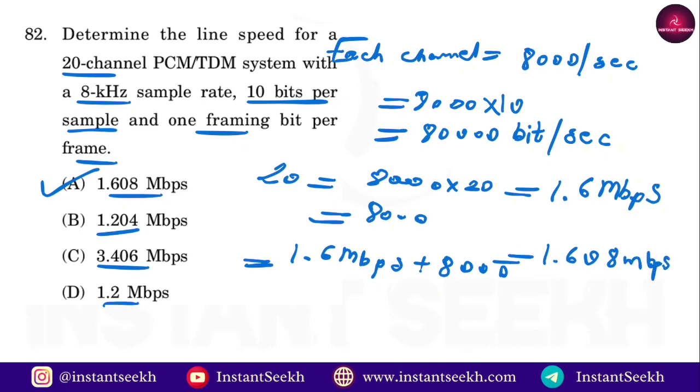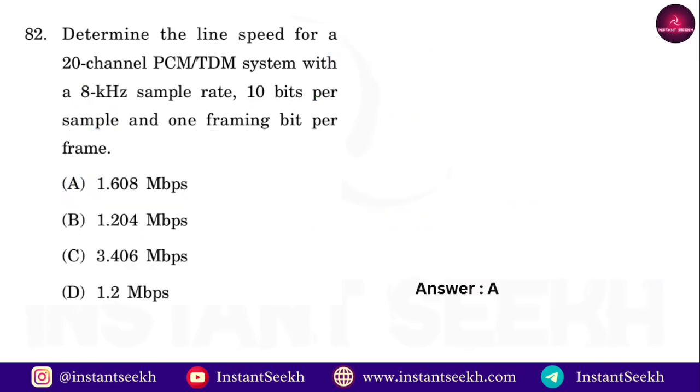This is how you calculate the line speed for this particular question. Your right answer will be answer A, that is 1.608 Mbps line speed for this particular channel. Let's move on to the next question.